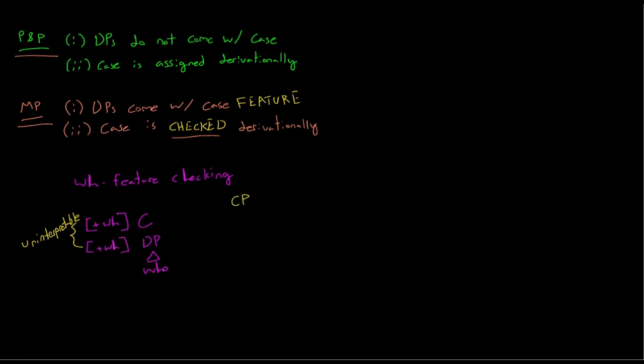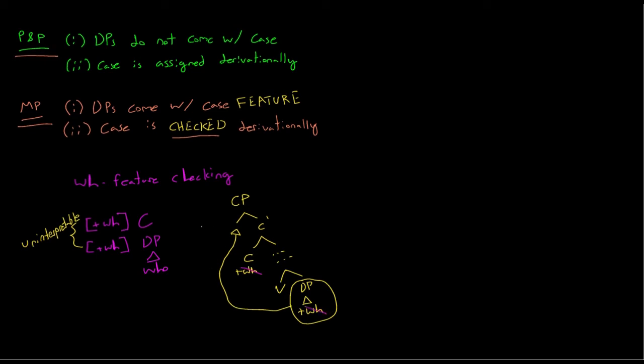Well, let's draw it out quickly. So we have our CP going down to our C bar, and then our C, which has this uninterpretable plus WH feature, and then a bunch of other structure here. And finally, going down to our V, DP, which also has this uninterpretable plus WH feature, and these must be eliminated for the LF representation, or rather the CI representation, to be interpretable. That is, the DP has to move to the specifier of CP in order for these two WH features to be checked and consequently deleted.